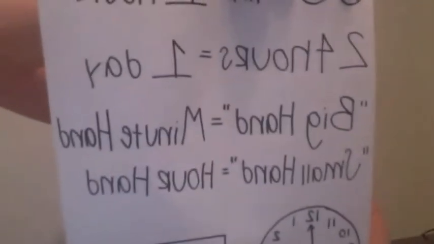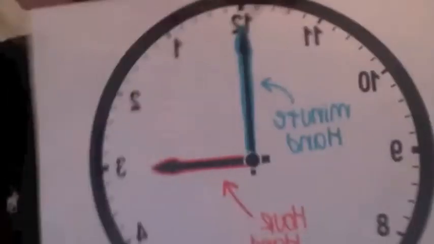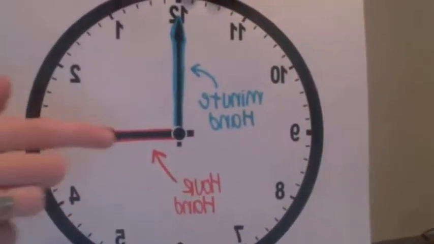we said that 60 minutes is 1 hour. How many hours are in a day again? So let's look on our cheat sheet. There are 24 hours in 1 day. Good. So this small hand is the hours hand.